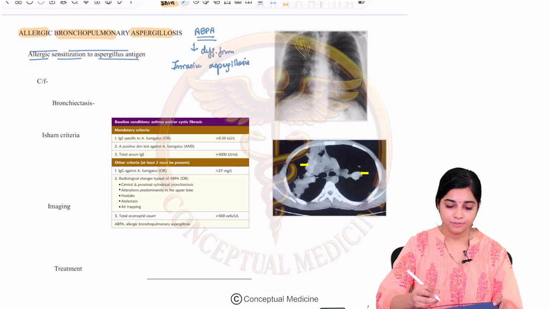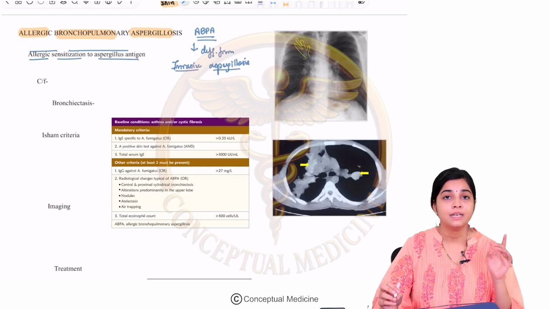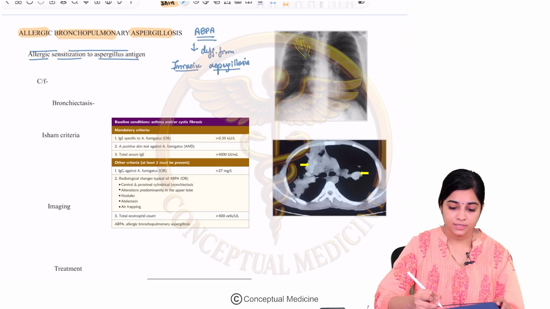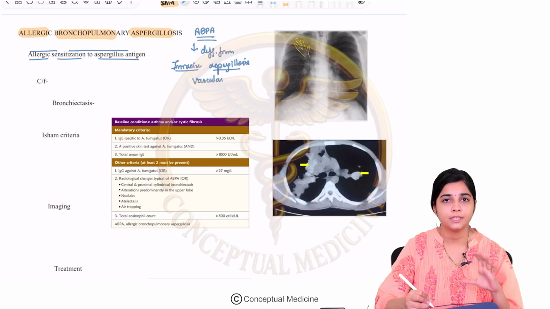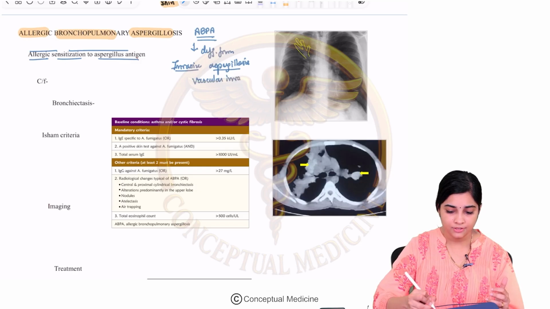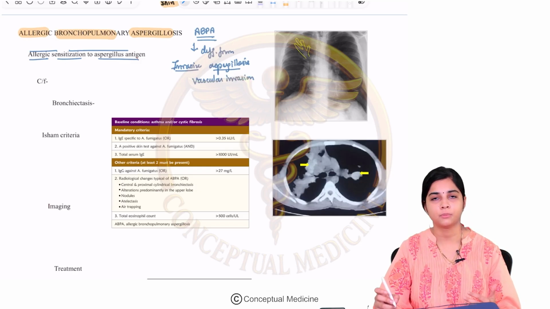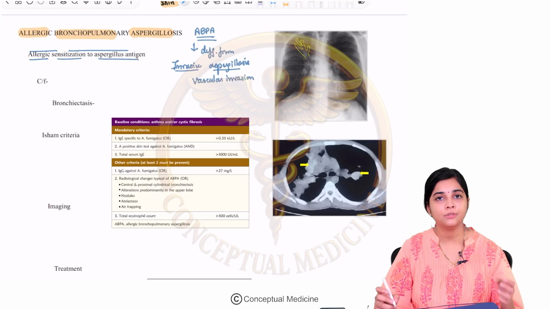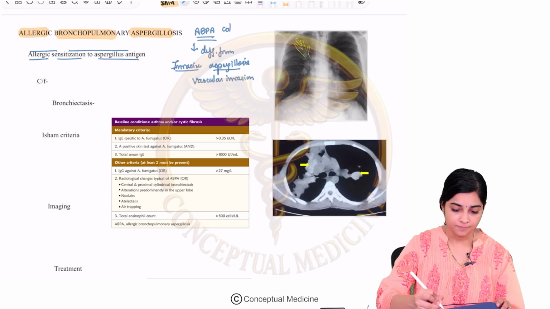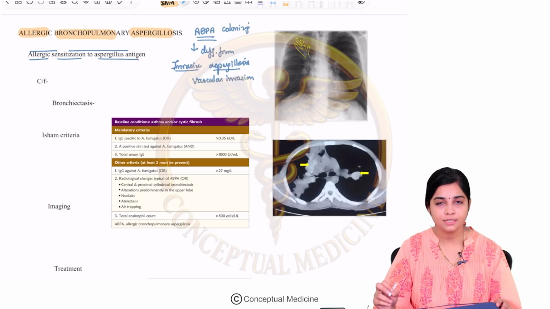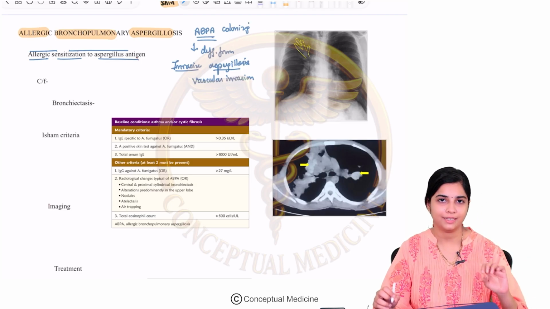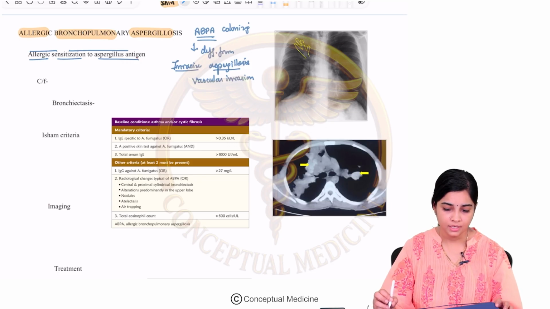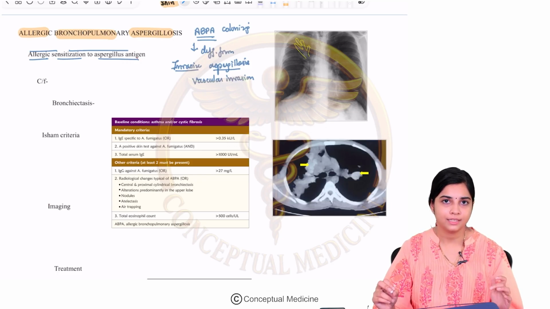ABPA is different from invasive aspergillosis because invasive aspergillosis causes vascular invasion and destruction of the lungs, destruction of the bones. Here in ABPA, you only have an allergic response to the fungal antigens and there is only colonization, unlike invasive aspergillosis where there is invasion and destruction. Alright, fine. So what are the clinical features?